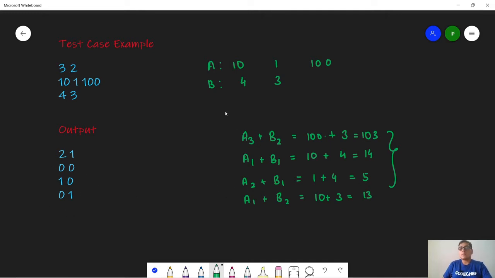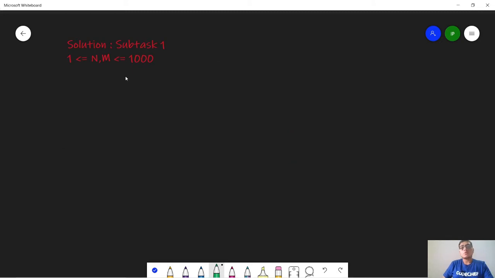So in this problem, we have to devise a strategy such that we get n plus m minus 1 pairs. In this case, n is 3, m is 2. So we need 4 pairs, which is 3 plus 2 minus 1. Moving on to the first subtask. In the first subtask, we are given n and m till 1000. So what we can do is we can use a brute force approach.